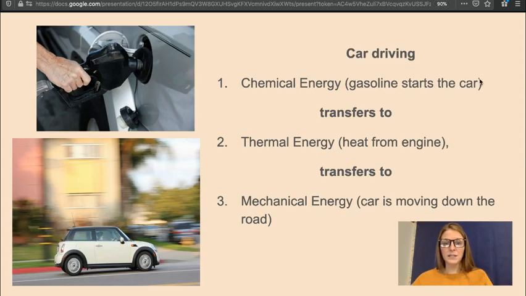And then the last one, this is another 3-step energy transfer. This one's a car driving. To start driving a car, you obviously have to have gasoline in it. So the first step would be chemical energy because it has gas. When you turn the car on, it heats up and it gets warm. So that's going to be thermal energy because it's heating up. And then that's going to transfer to mechanical energy because eventually you're going to start driving it down the road. So this is just being transferred from chemical in the gas to thermal in the heat that it's releasing to then mechanical once it starts moving down the road.